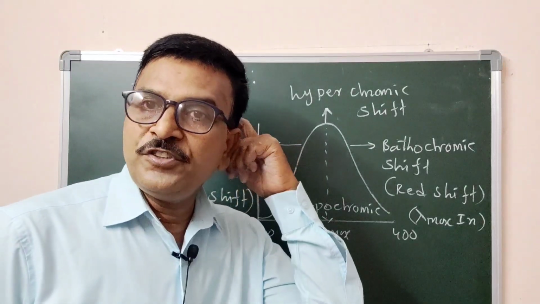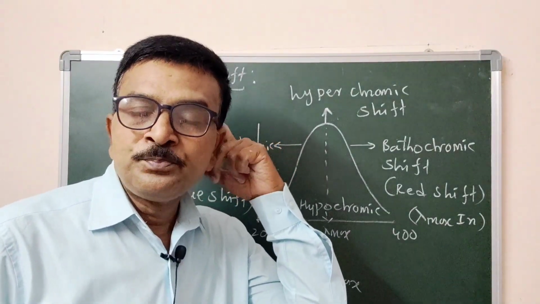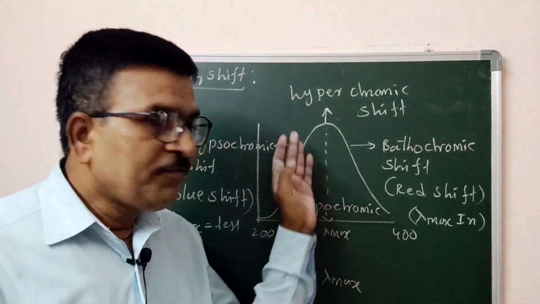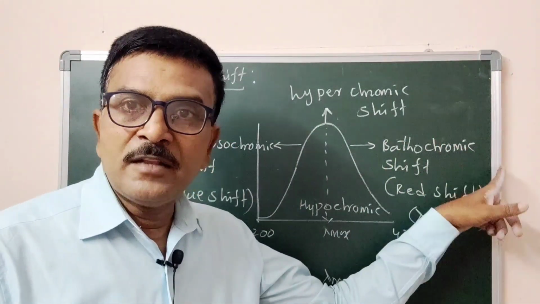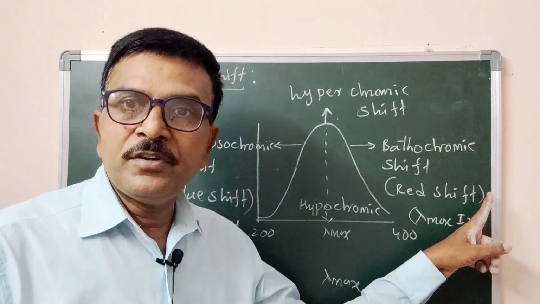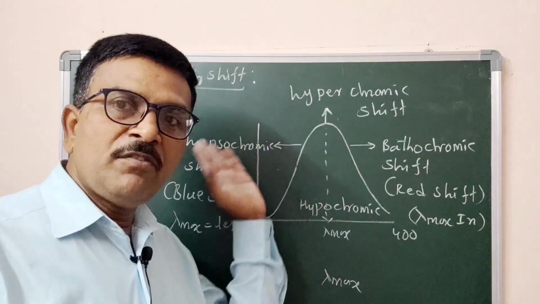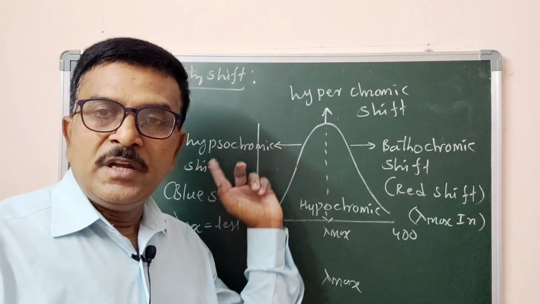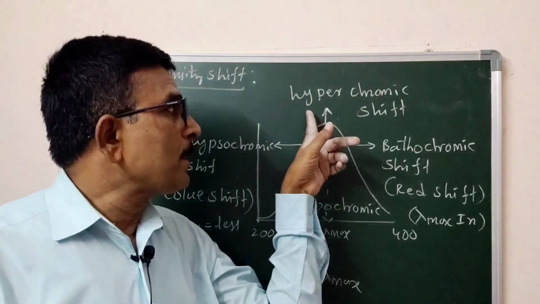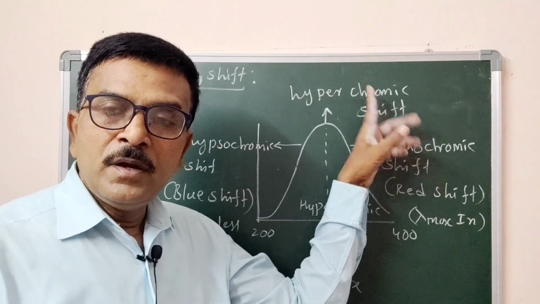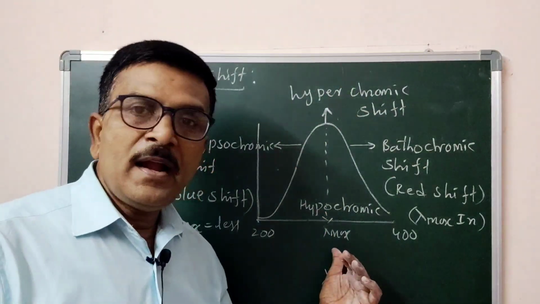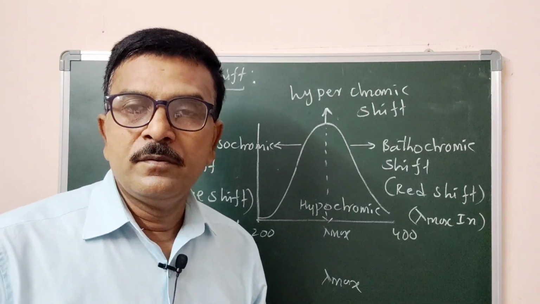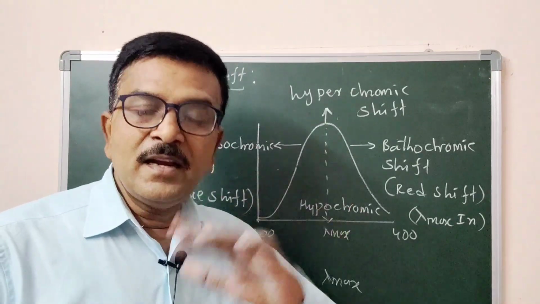Now these are the four shifts we observe in the spectrum due to some factors. Shifting towards longer wavelength is a bathochromic or red shift. Shifting towards shorter wavelength is a hypsochromic or blue shift. Increasing intensity is a hyperchromic shift. Decreasing intensity of the band is a hypochromic shift. Is it clear? Let us study one by one.